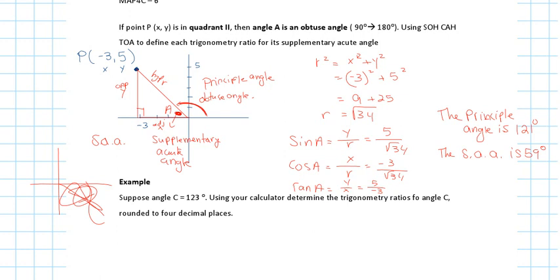Can we do this method in the first quadrant? In the first quadrant, they're all going to give you the same angle. There's no obtuse angle.